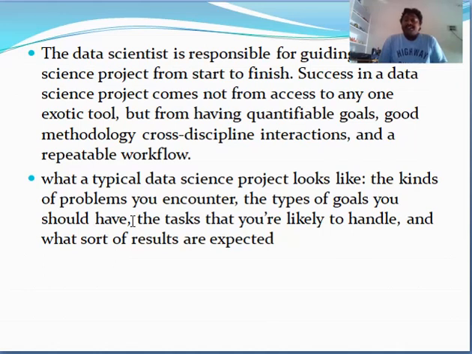What does a typical data science project look like? The kinds of problems you encounter, the types of goals you should have, the tasks that you are likely to handle, and what sorts of results are expected. These are the important things in a data science project. The data scientist is responsible for these important tasks.